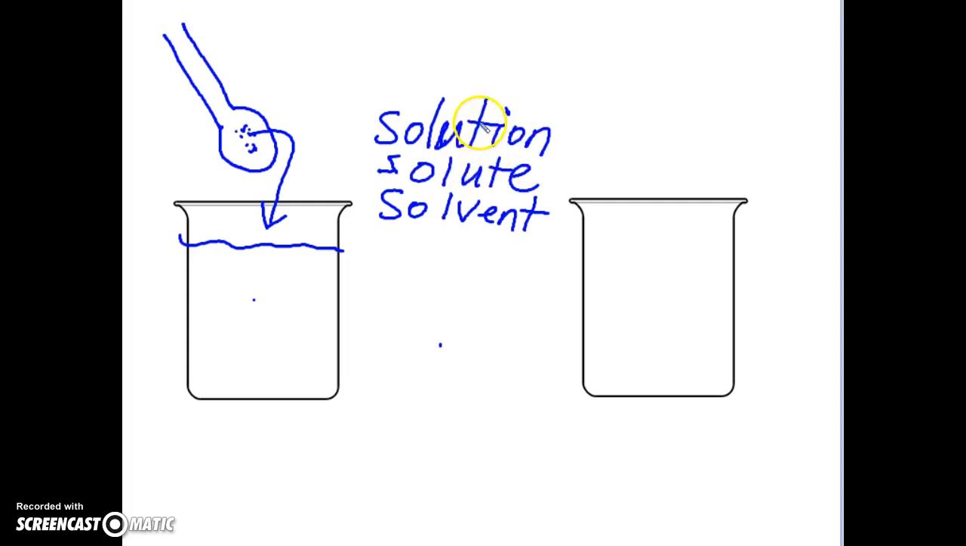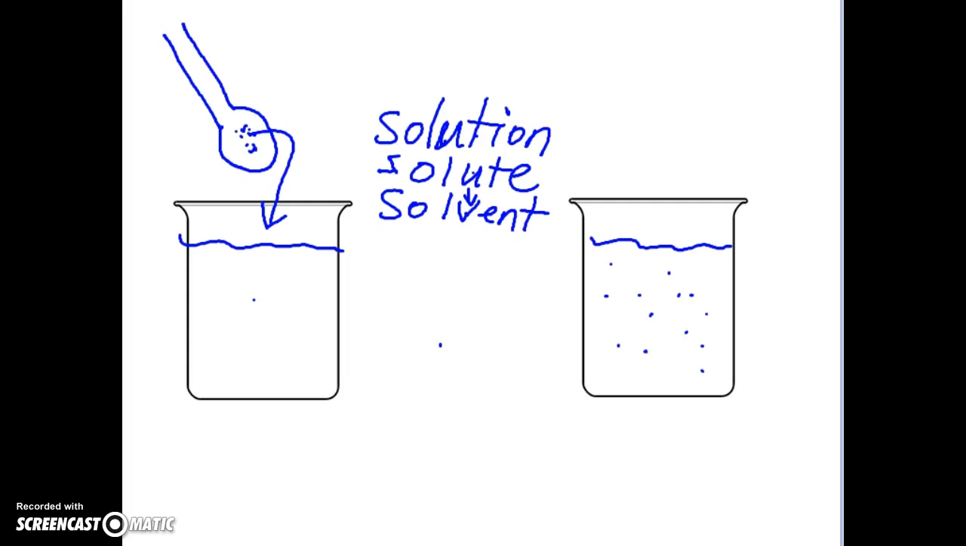And the way you're going to remember that is knowing your alphabet: T, U, V. A solution contains a solute that goes into a solvent. Okay, so then you have your solution here. Oh, it's got some sugar and the water.